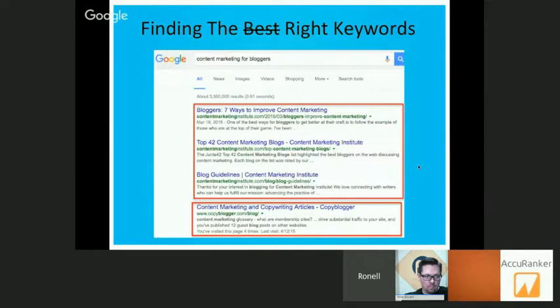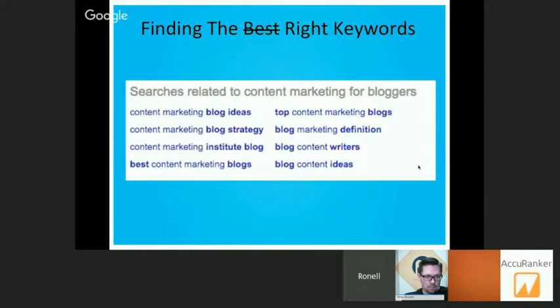Again, if you do a simple Google search, content marketing for bloggers, look who shows up: Content Marketing Institute. Again, this should continue to tell us that we should be looking at this blog, looking at platforms like this to find those people, to find those topics, to find those influencers who can help us move the needle. And beyond that, looking at topics related to it.